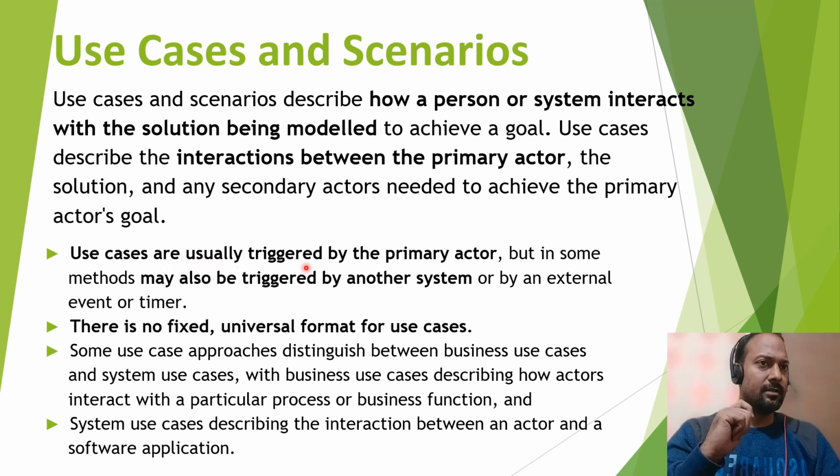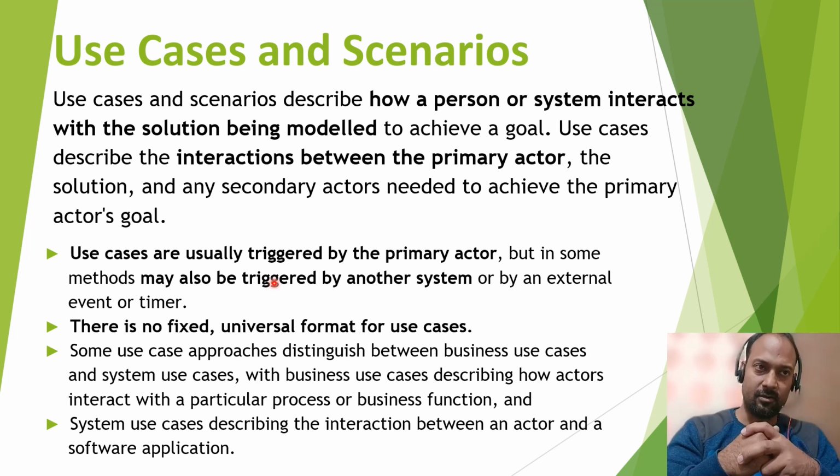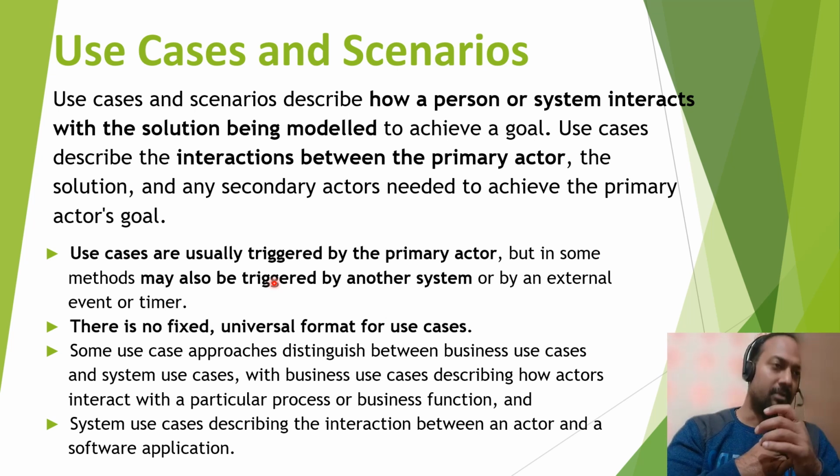Use cases are usually triggered by the primary actors, but in some methods may also be triggered by another system or by an external event or timer. For example, you might have seen that sometimes you receive a notification on the application, right? These are schedulers or jobs that are automatically set to run or execute at certain intervals during a day or night. When that job executes, the notification comes to your mobile or application. So these are the external events or timers that we mention.